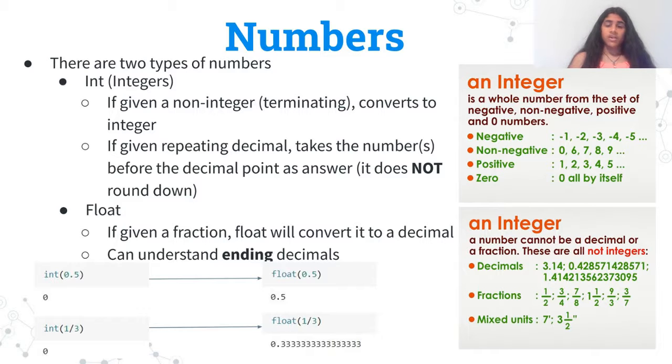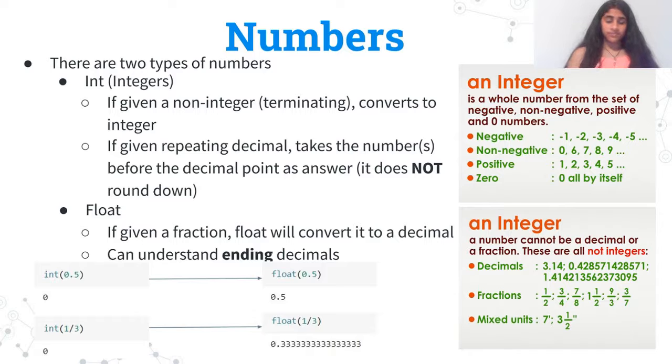So now, what if it's given a repeating decimal, such as 3.333 or 1/3, which when converted becomes a decimal? Then it will just take whatever the number is before the decimal point. So if it was 1/3, then it would be 0.33333. It would just take 0. Note that it is not rounding down. It is just taking the numbers before the point.